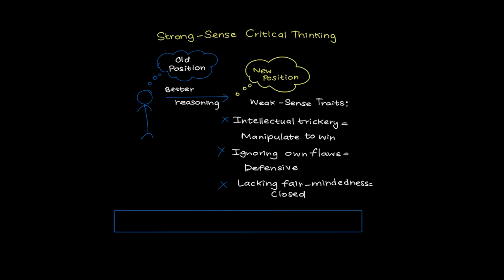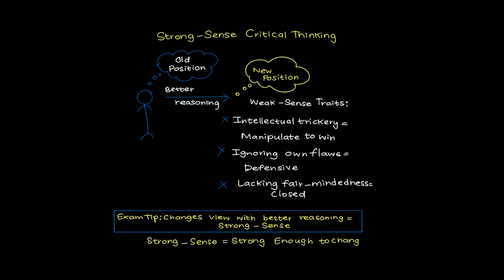Here's a WGU D265 OA exam tip for you. Willingness to change your position when you encounter better reasoning signals strong sense critical thinking. Quick recall hook. Strong sense equals sign: strong enough to change.